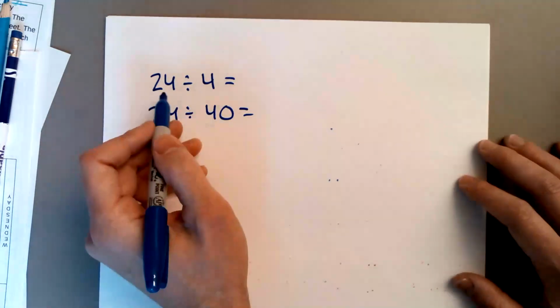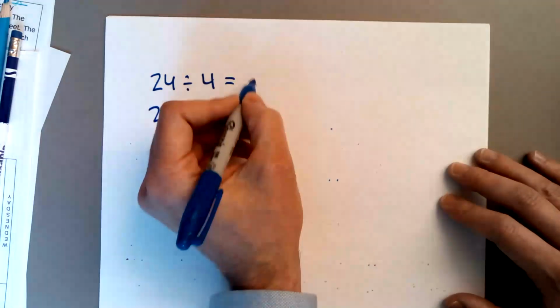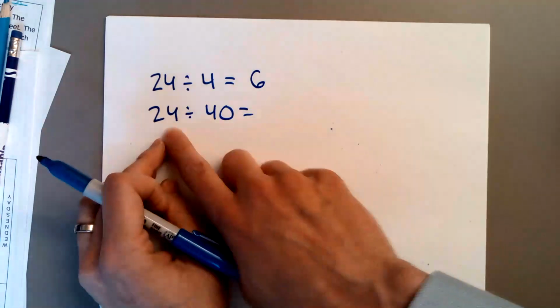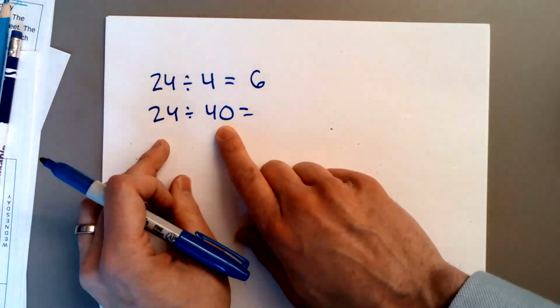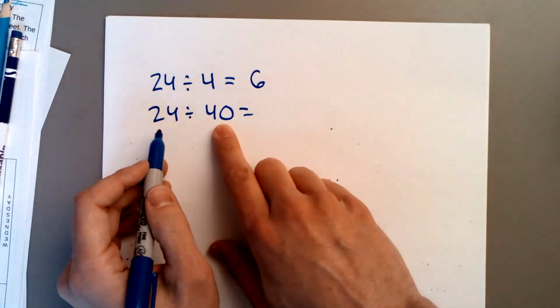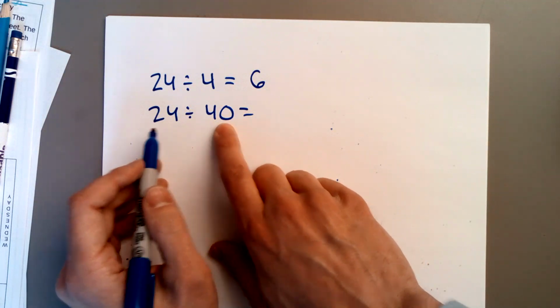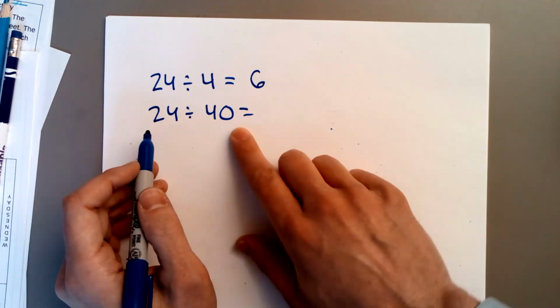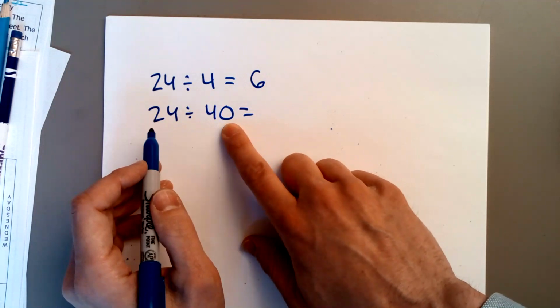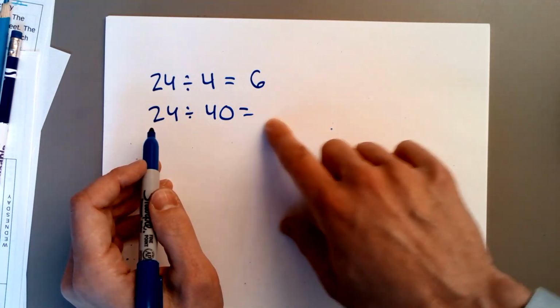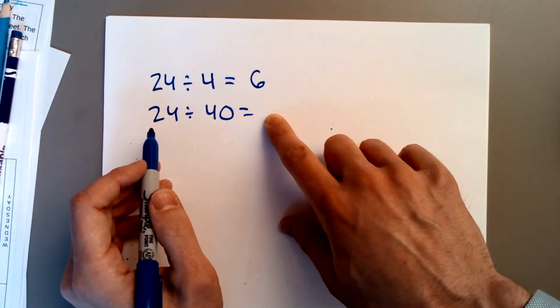Again, we'll start with 24 divided by 4, that is 6. But now 24 divided by 40. So we're taking our 24 cookies and we're dividing them by 40 plates. Wait, that's more plates than cookies. So as you might have guessed, we're not going to have a full number of cookies on each plate.